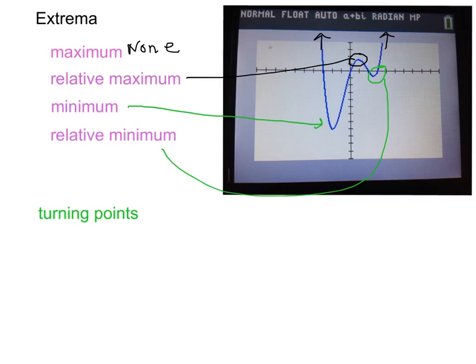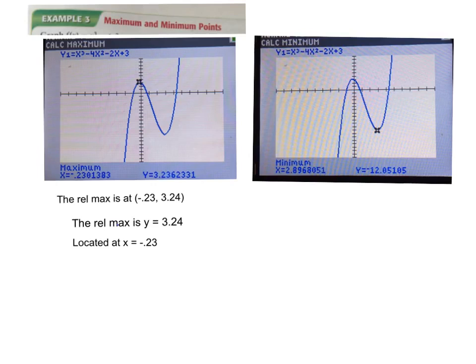Your book also talks about turning points. What are turning points? Well, they are the obvious. The points where the graph turns, which would again be at maximums, minimums, relative maximums, and relative minimums. That is where the graph turns. Example 3, maximum and minimum points. Your book wants you to use your table.